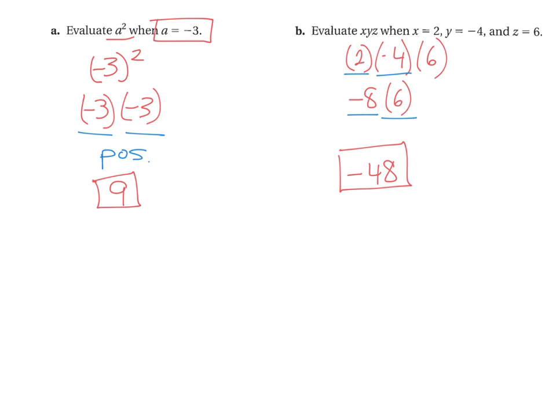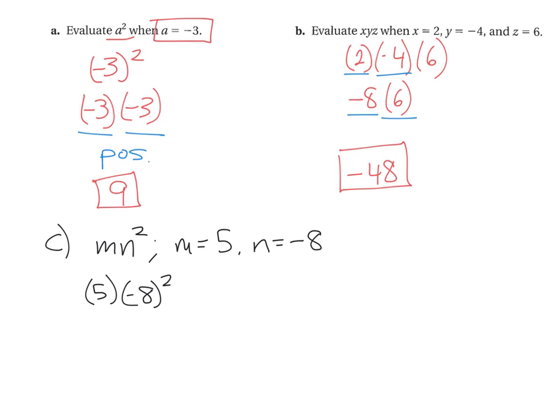All right, those are pretty quick. Let's try one more example. Let's just say example C here. And let's see what happens when we have m times n squared, and we'll say that m is 5, and we'll say n equals -8. We're going to do the first step the same way we did in these last couple problems. We're going to substitute m equals 5, and n is -8 to the second power.